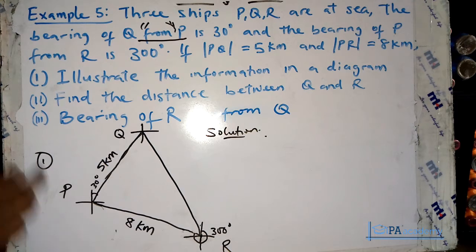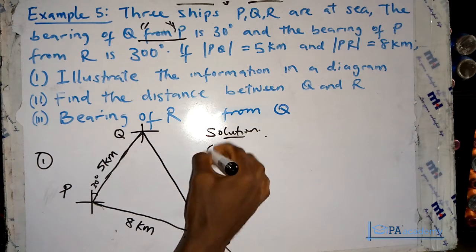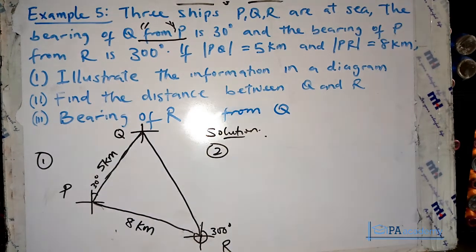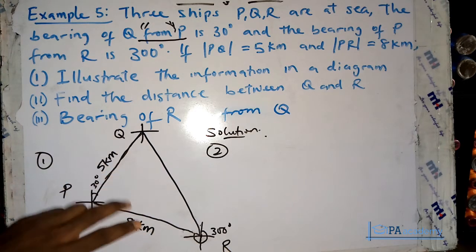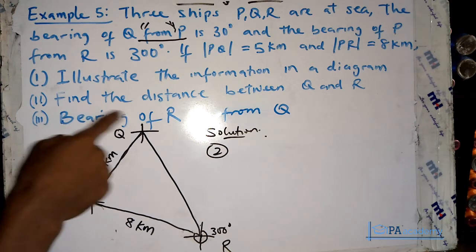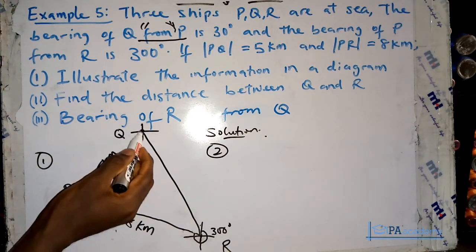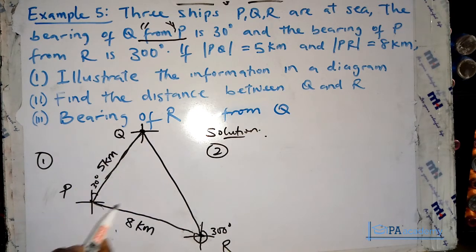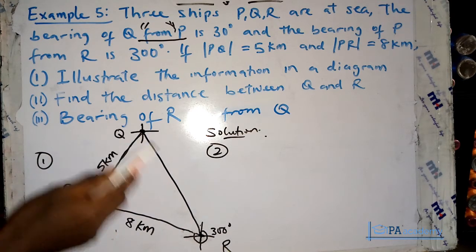But we are still going to use it to solve the other 2 questions. So now let's go to the second question: find the distance between Q and R. Once you finish drawing it, there's no need to draw it again. Whatever you want to do on the diagram, you are still going to do it on that first one. We are not given Q to R, but we are given P to Q and P to R.